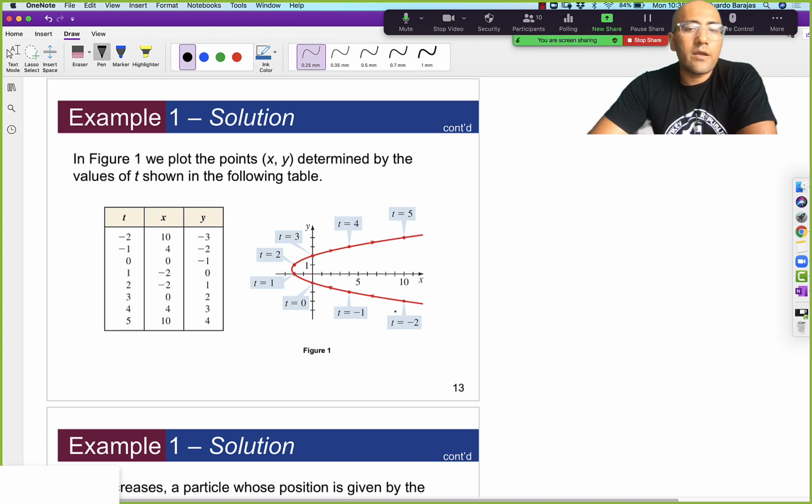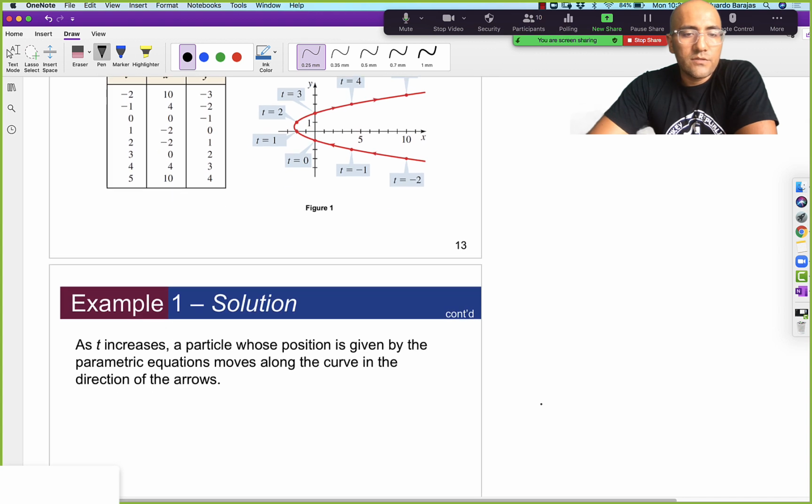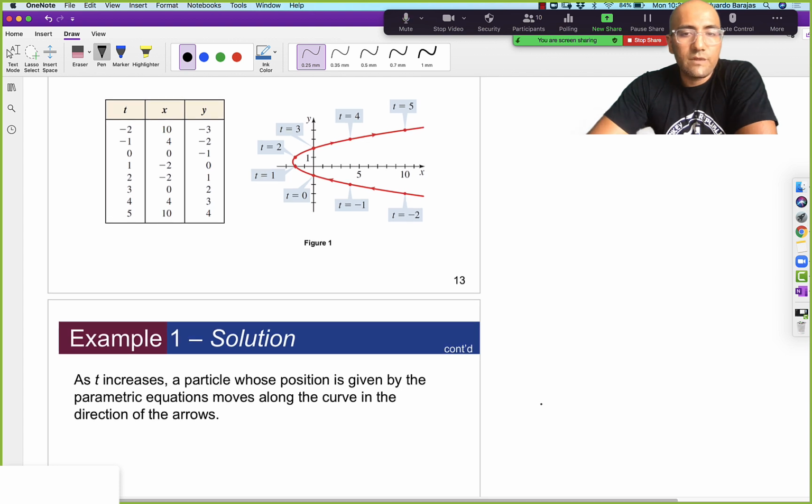So when we use parametric equations, not only do we get a shape, a curve, but we also get a direction along that curve. We get more information. Good? Questions? As t increases, a particle whose position is given by the parametric equation moves along the curve in the direction of the arrows. So the direction of the arrows is important. It's an important element of parametric equations.